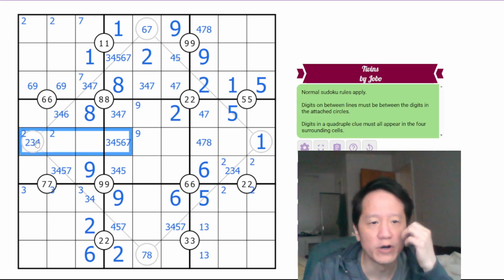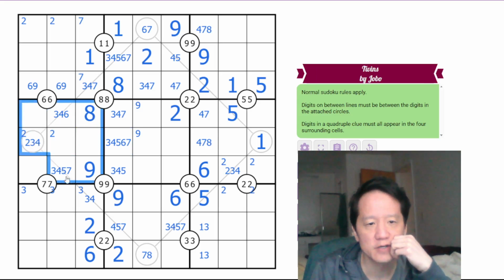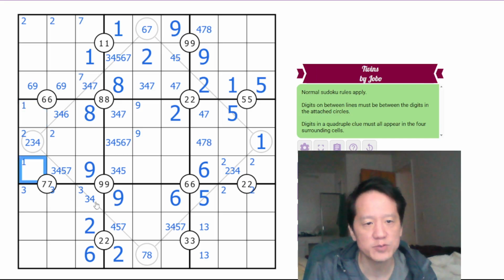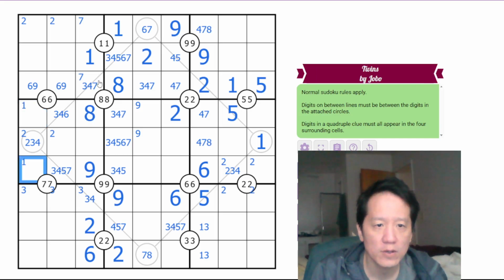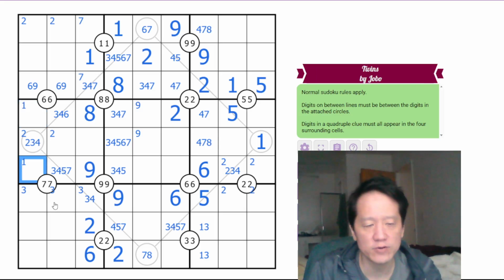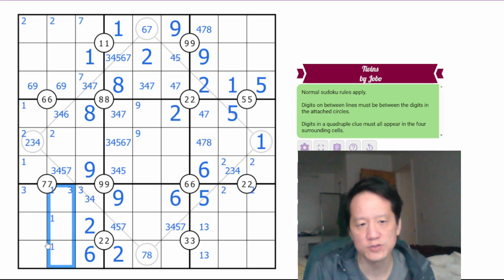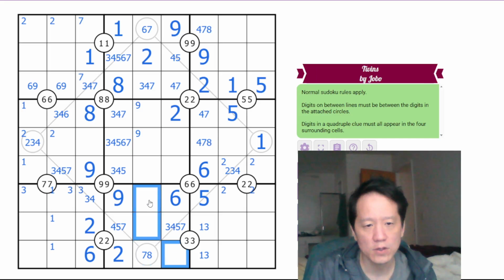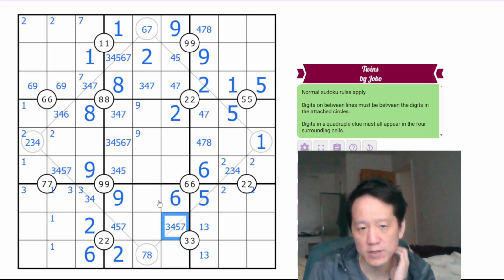Where's the 1 in this box? Can't be here, can't be on the between lines, can't be 8 or 9, can't be here. So one of these must be a 1. We have a 1 here, one of those two, so one has to be one of those 3 here. One can be one of these 3. That's still a wide variety.